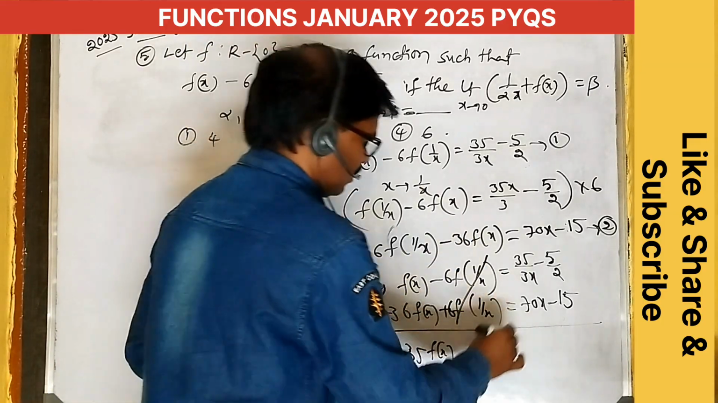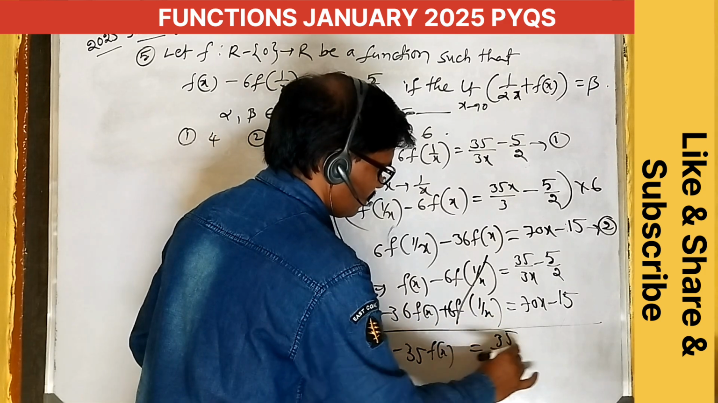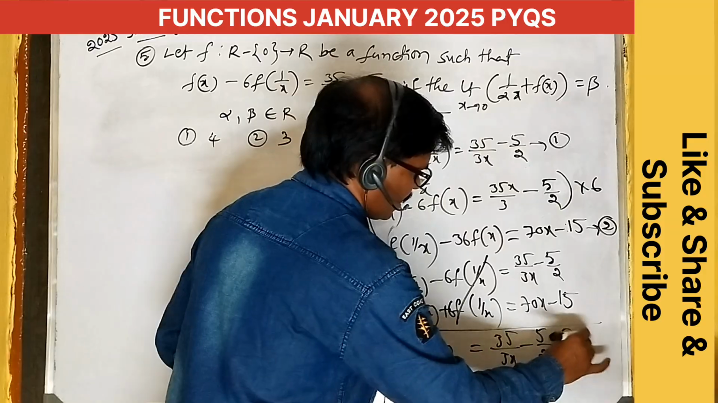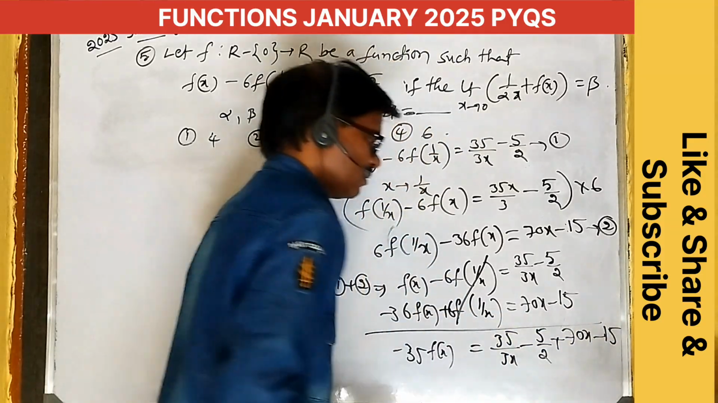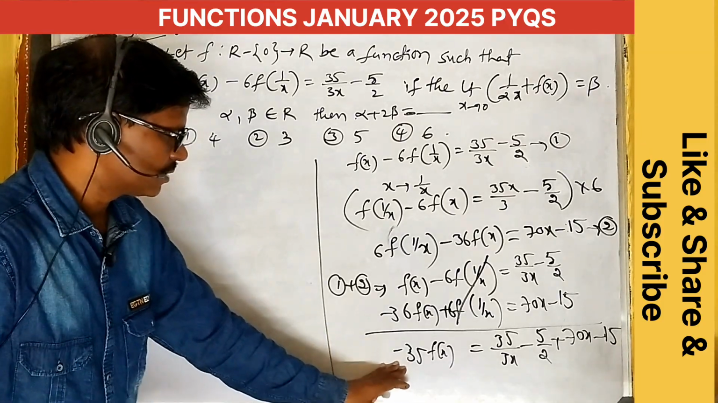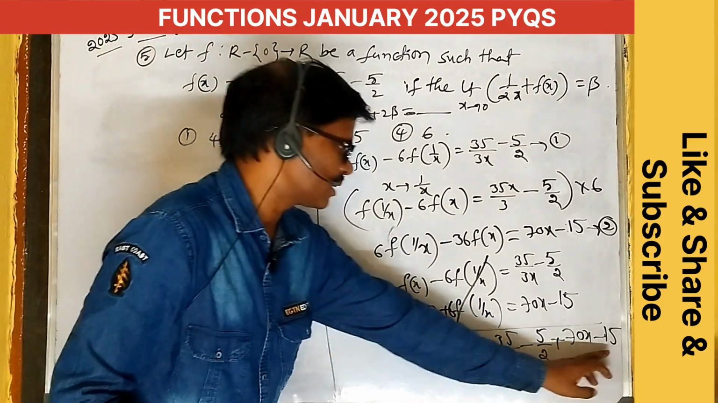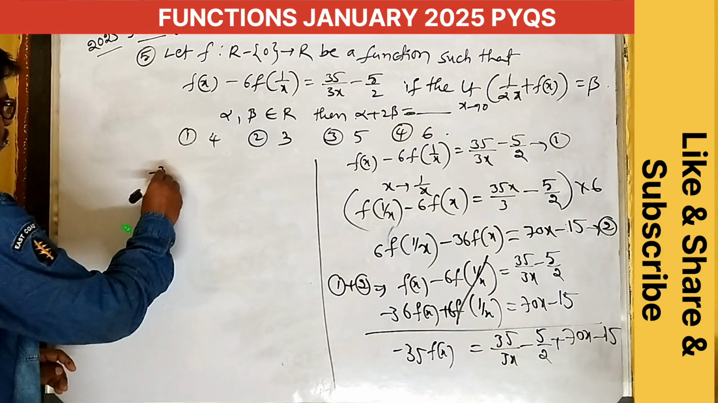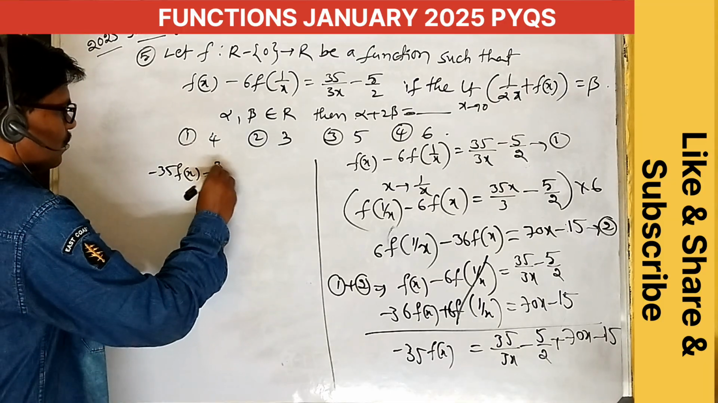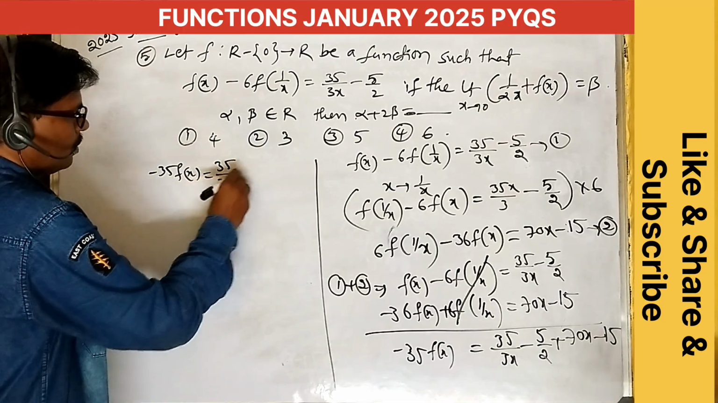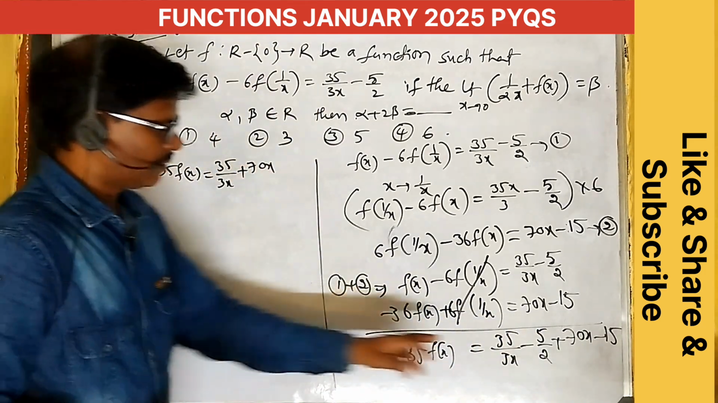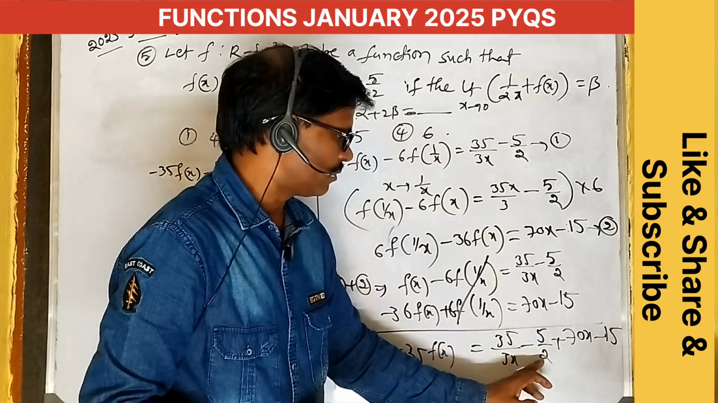These both cancel. Equal to 35 by 3x minus 5 by 2 plus 70x minus 15. Simplify this one. What is the f of x value? Divide by 35: minus 35 into f of x equals 35 by 3x plus 70x, next minus 5 by 2, minus 15. 2 into 15 is 30.